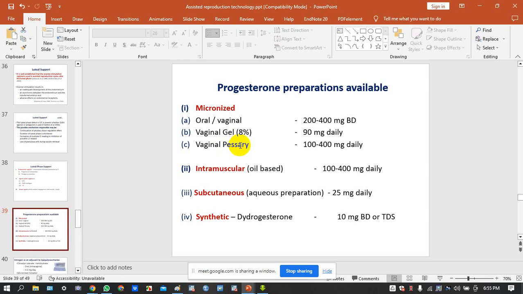like fungal infections, candidiasis, and the rest. So intramuscular too, we have oil-based preparations. Subcutaneous, we have aqueous-based preparations. For intramuscular, you inject into the muscle. Subcutaneous, you inject into the subcutaneous layer, and the synthetic ones too. Some of them you implant, some of them you take orally.